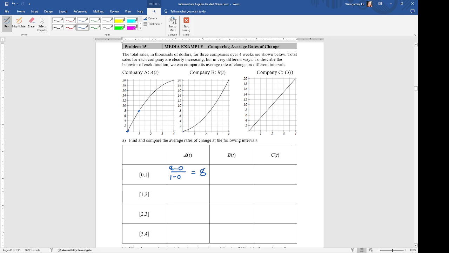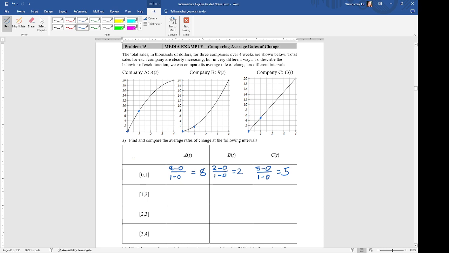In company B, these are the 2 points that we're going to be focusing on. Our output is 2 minus 0 over 1 minus 0, which gives us 2. In company C, we might have to do a bit of an approximation. I'm going to say that looks like a 5 to me. So our output is 5 minus 0, our original output, over our inputs, 1 minus 0, which gives us 5.